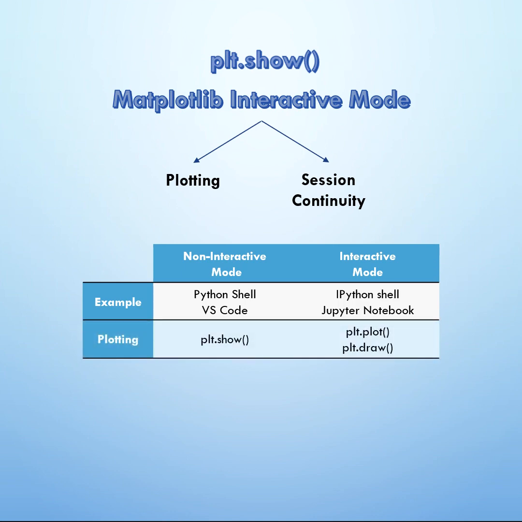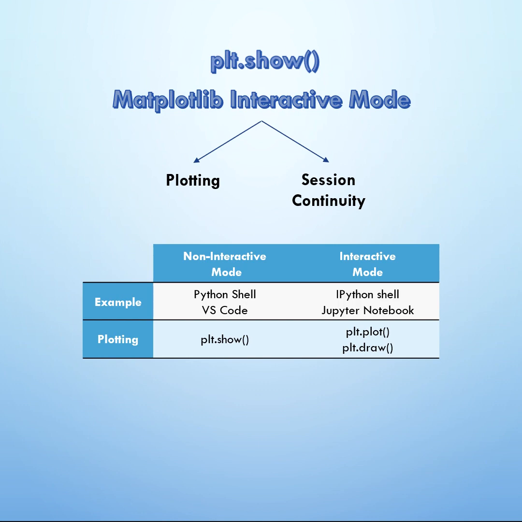In non-interactive mode, drawing and rendering the figure is delayed until the show function is called. That's why it has to be at the very end of our code. While in the interactive mode, the plt.plot function will draw the figure immediately and further commands can be run to update the plot. We may need to use the plt.draw function as well, since some changes are not drawn automatically.